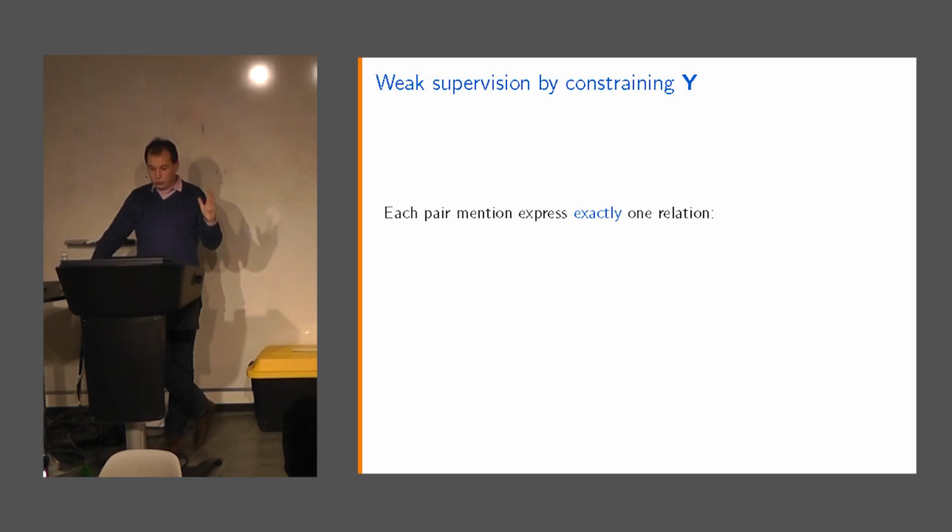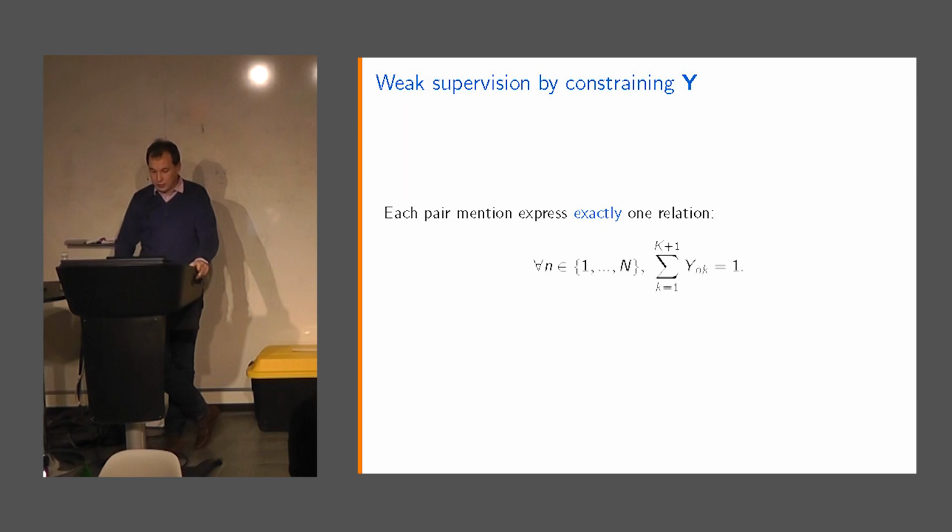The first constraint is that we suppose that each sentence expresses exactly one relation. What does that mean? It means that on each line of the matrix Y, there should be exactly one 1. We could rewrite this, because Y is a binary matrix, as the fact that the sum over the line should sum to 1.